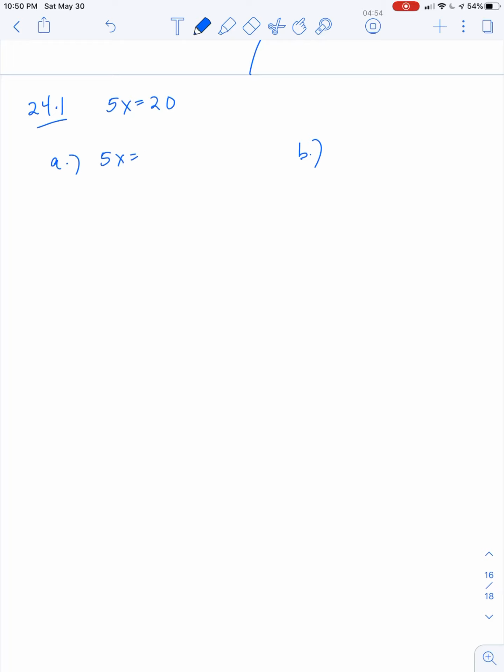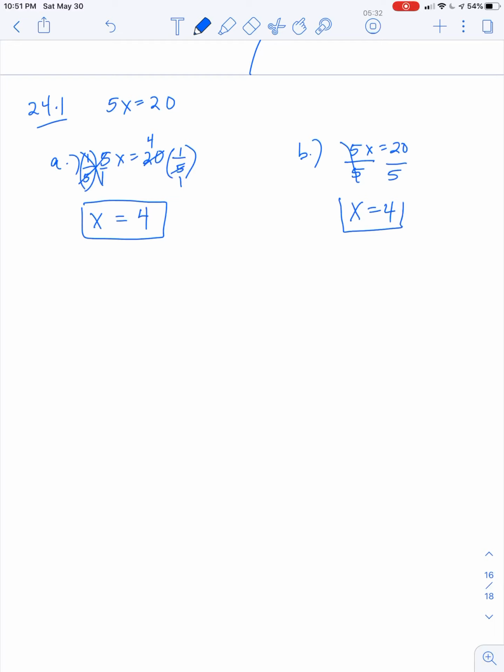5x equals 20. I'm going to write both down so that we can do both methods here. So the first one, they want us to multiply by the reciprocal of 5, which is 1/5. Remember, using the multiplicative property of equality, you have to do this to both sides of your equation. You end up with x equals 20 over 5, or we can cross cancel, and you'll end up with 4 as your answer. So let's try the other method. On B, we're going to divide both sides by 5 to isolate the variable x, and we get 4.